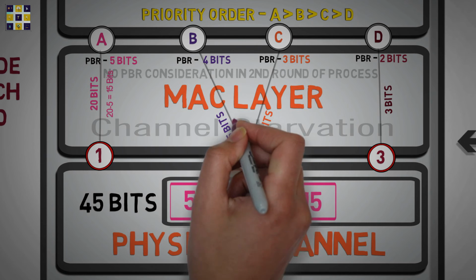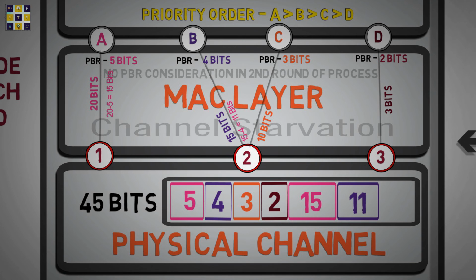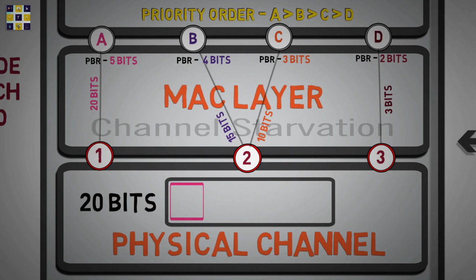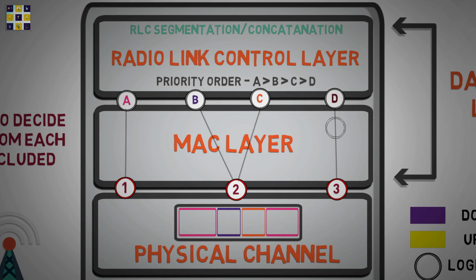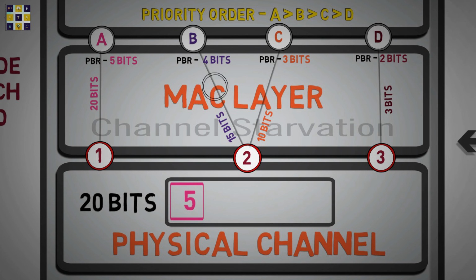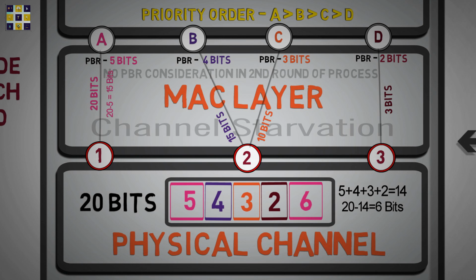Then 11 bits from channel B will be added. The remaining 5 bits will be filled by channel C. This process is repeated till all the data has been transmitted. This is how we can avoid the problem caused by channel starvation. So friends, we have seen how data are logically prioritized and assembled into MAC PDUs.